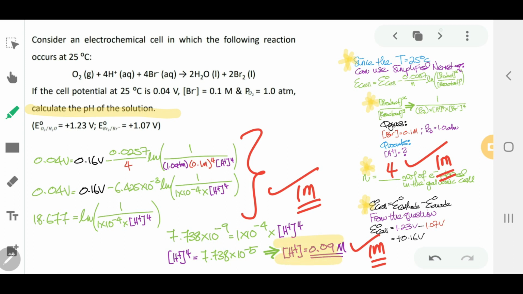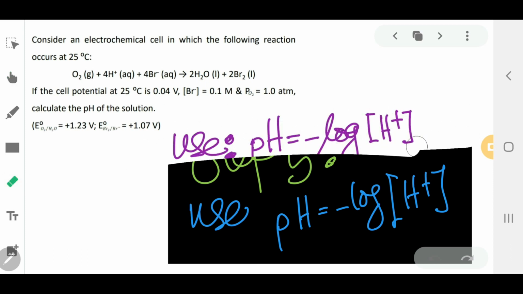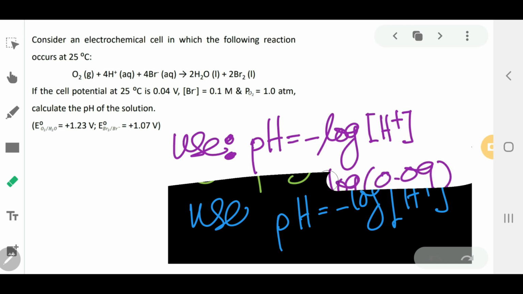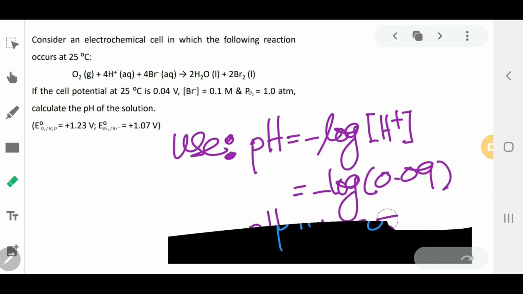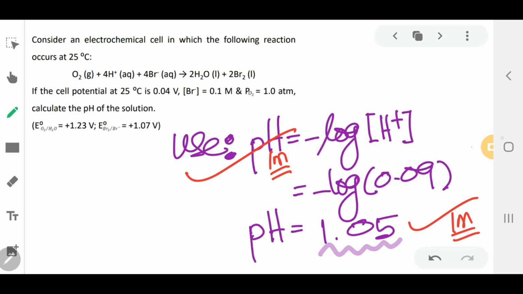Now we have found the H plus concentration. We're going to go for the final step, which is step number 5. We're going to use the formula pH equals negative log of the concentration of H plus. So you simply substitute the value into the formula, like what we have done before, and you will be able to find the pH of the reaction. By doing that, you will get 1 mark for the formula and 1 mark for the pH that you have found.